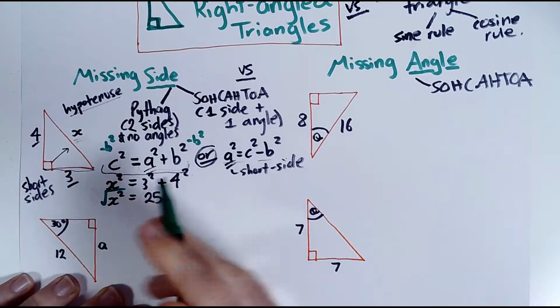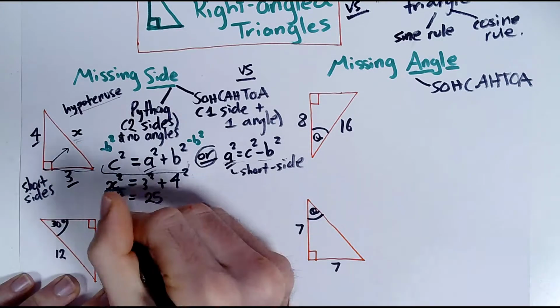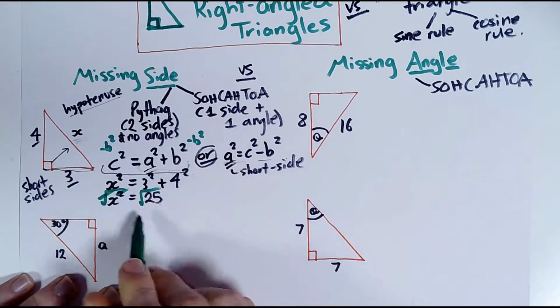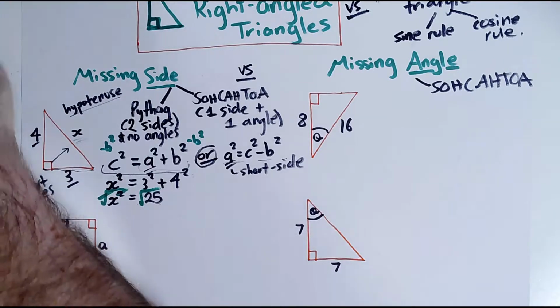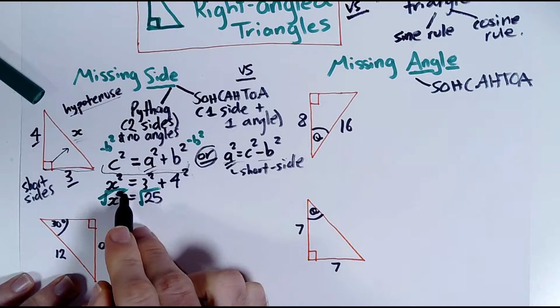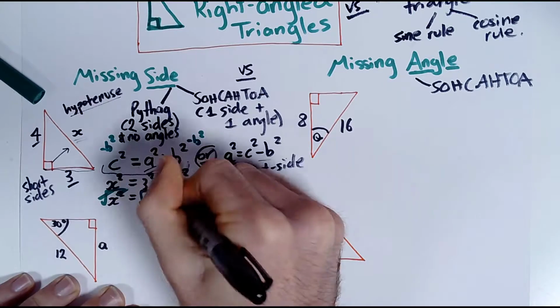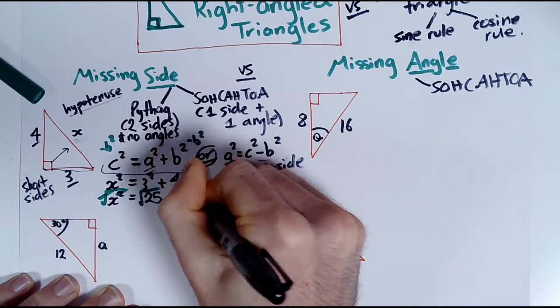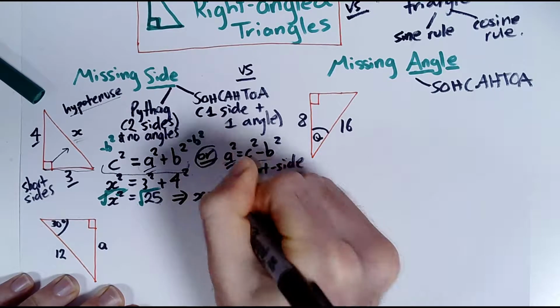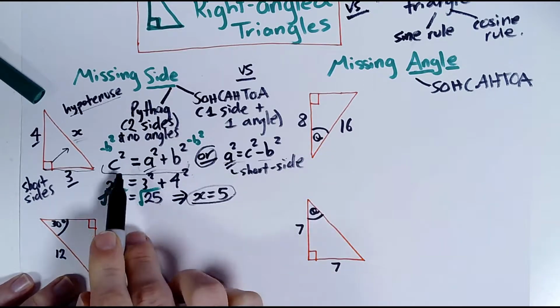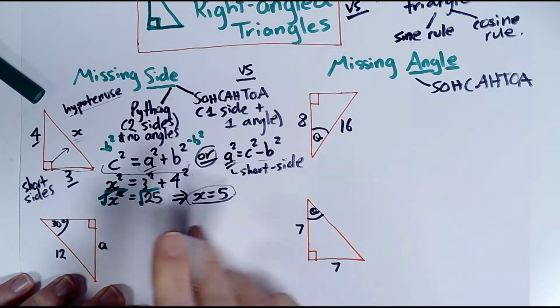Because square rooting is the opposite of squaring, that will help you cancel out the square. But of course, what you do to one side, you have to do to the other. So we'll square root the x squared to get rid of that squared, but we also then have to square root the 25, and that will lead us to x equals 5. Okay, so x equals 5, that's our answer by using Pythagoras' theorem.